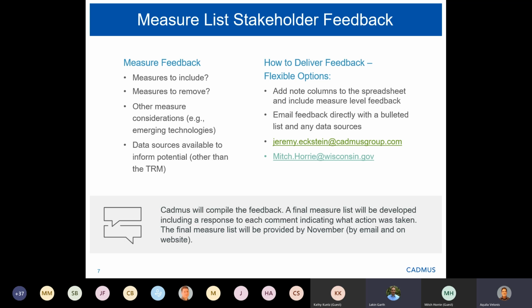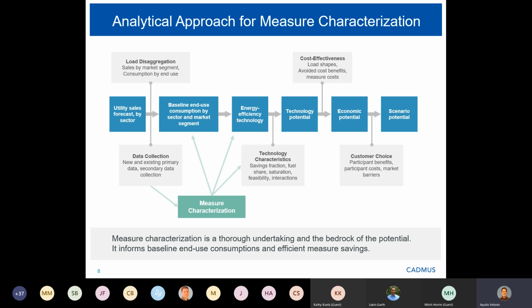Considering time, we'll move on, and we have further opportunities to discuss measures. So I will move on. Stepping back a bit, we have shown this figure regarding our potential study approach in the past. But what I really want to emphasize is, where does measure characterization fit in all of this? Our engineering team will tell you, characterizing all the inputs for all the measure permutations in a measure list is a thorough undertaking and really the bedrock of the potential.